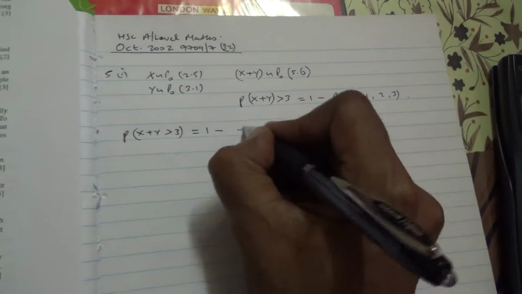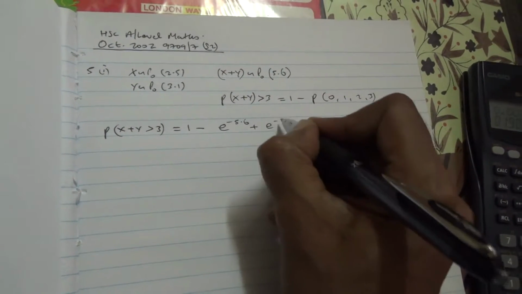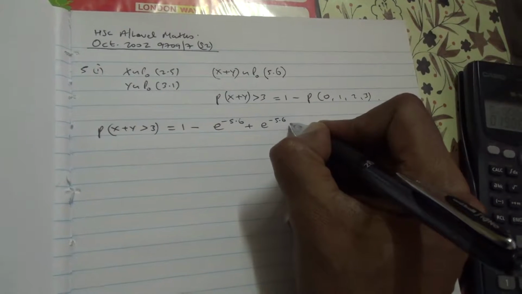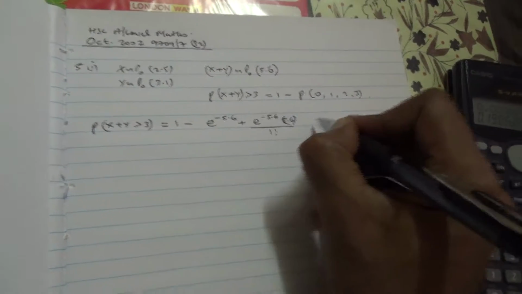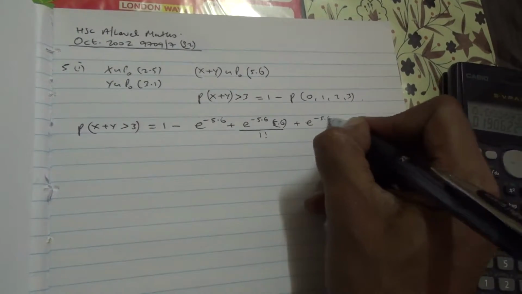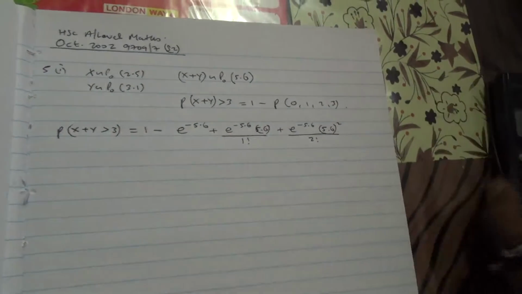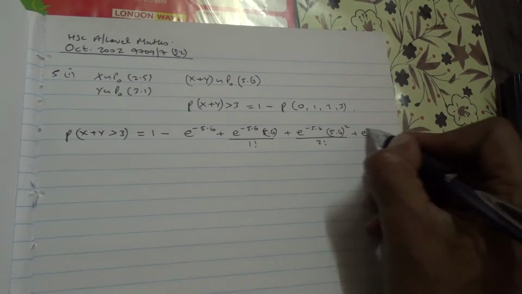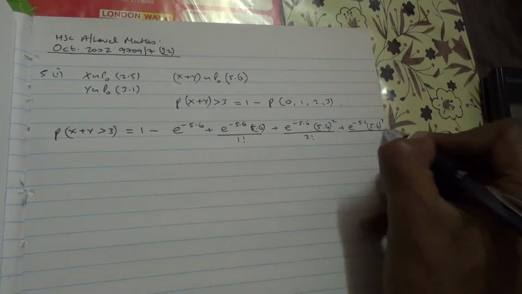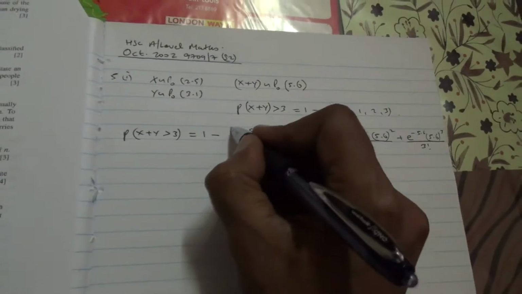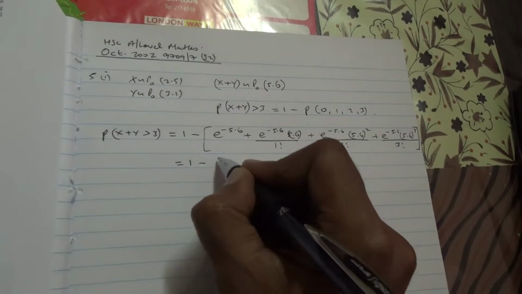So, that is going to be e to the power of minus 5.6, plus e to the power of minus 5.6 times 5.6 over factorial of 1, plus e to the power of minus 5.6 times 5.6 squared over factorial of 2, plus e to the power of minus 5.6 times 5.6 cubed over factorial of 3. So you're going to add up all these and you're going to end up with 1 minus.